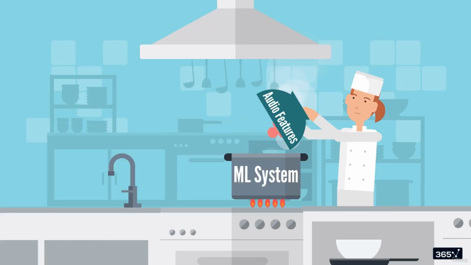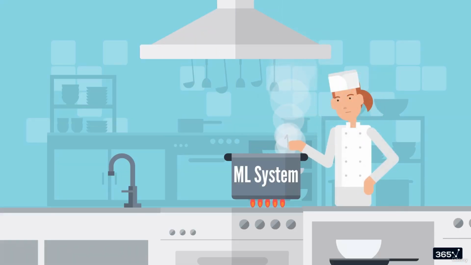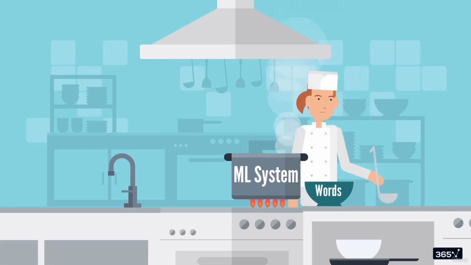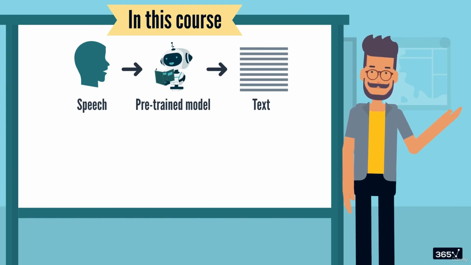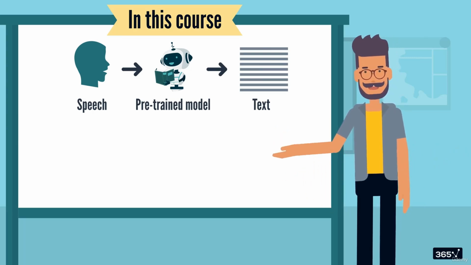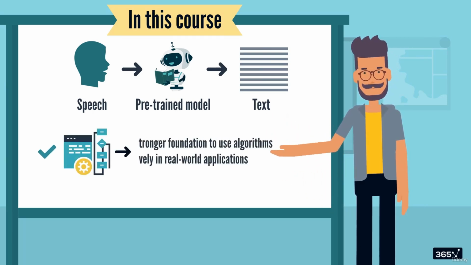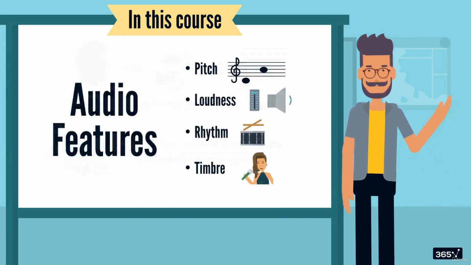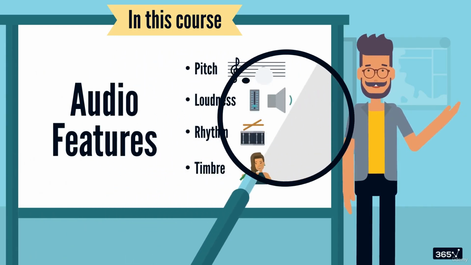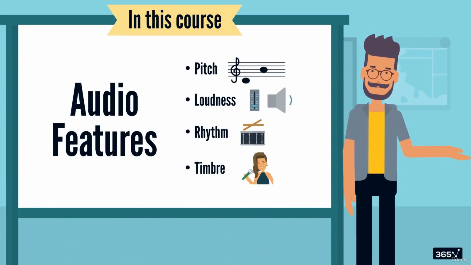By extracting these features, we can teach machine learning systems to recognize speech and other patterns within the audio, making it possible to identify words, sounds, or even emotions in speech. Great! In this course, we'll use pre-trained models to convert speech into text. To truly harness the power of these models, it's essential to understand the underlying processes. Knowing how the algorithms operate will give you a stronger foundation to use them effectively in real-world applications. This is why we'll examine the various audio features that play a key role in processing and recognizing speech.